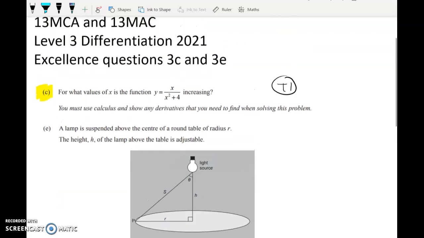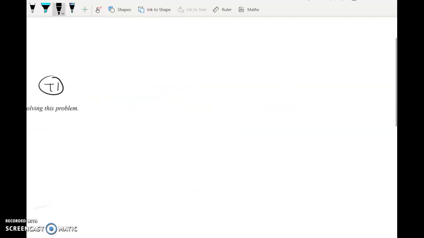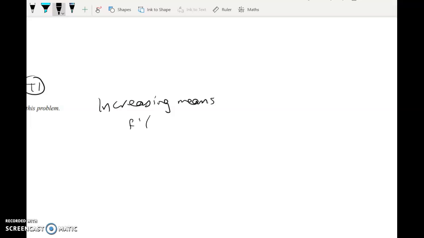Okay, so let's do the first one. For what values of x is this function increasing? The first thing we need to do is to say what it means for a function to be increasing. Okay, so a few words. So increasing means f dash of x is positive.